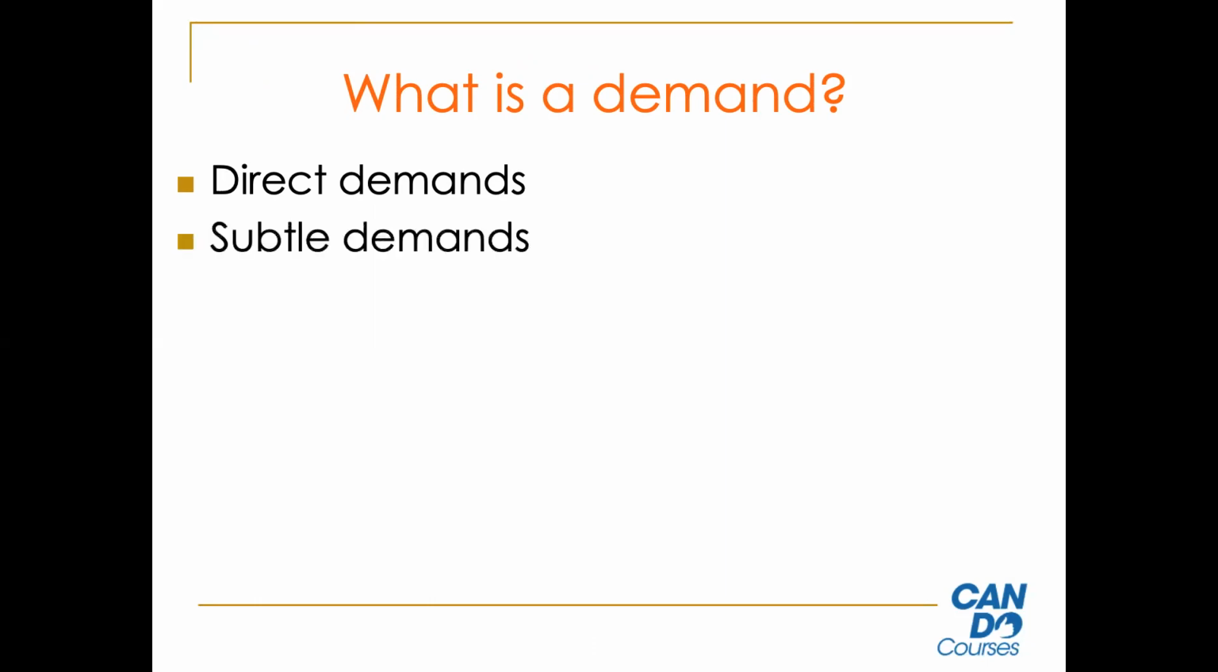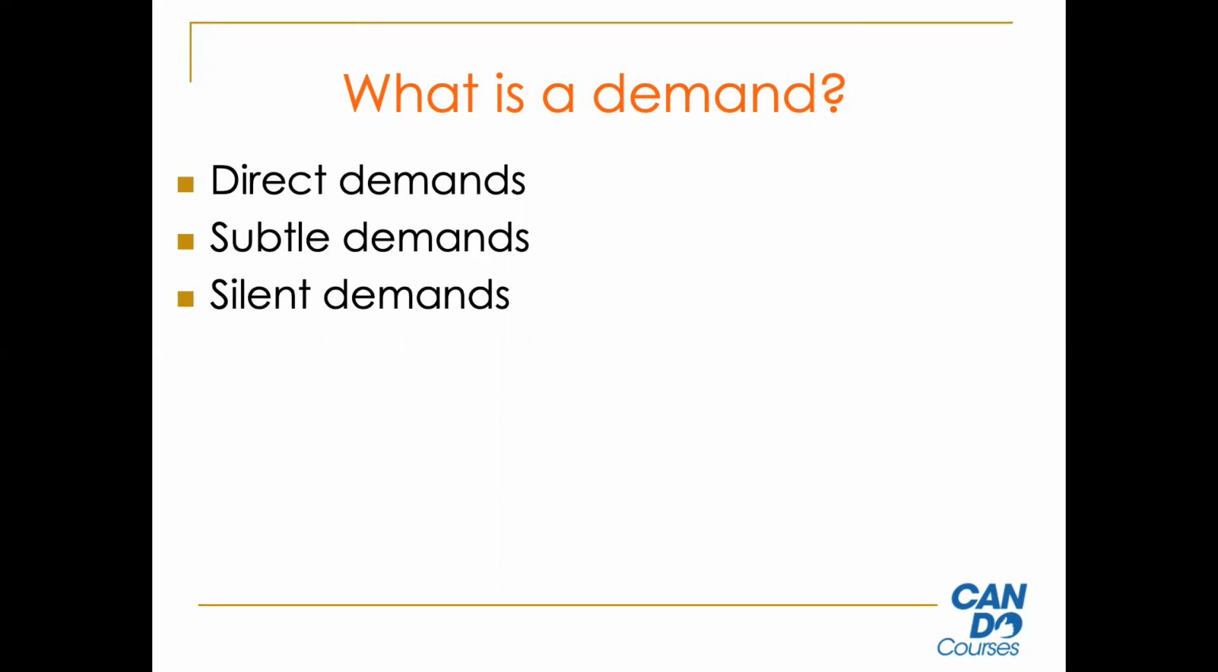But then we've also got subtle demands. So these are where you're giving them a little bit more choice. So could you do this or this? I wonder if you can do that by the time I've done that. They'll handle a subtle demand slightly better, but if their anxiety is high, they're still not going to be able to do it. And then you've got silent demands.